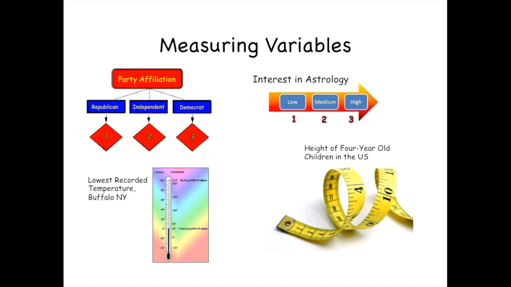Measurement is particularly important in research because the appropriate statistical test depends in part on how each variable is measured. Here are some variables and how they might be measured. Party affiliation and interest in astrology represent a different type of measurement than lowest recorded temperature and height of 4-year-olds. Let's look at this difference more closely.